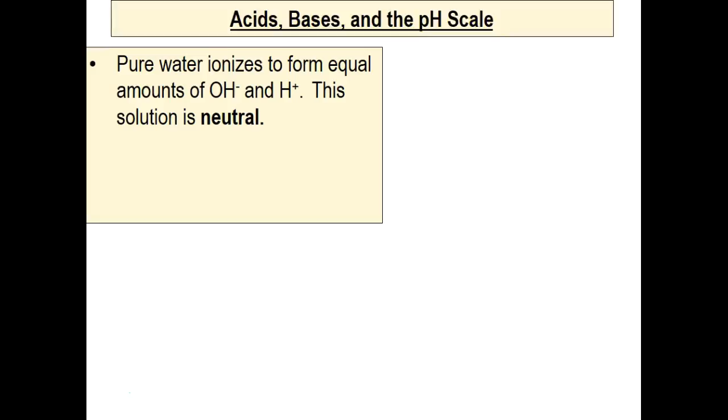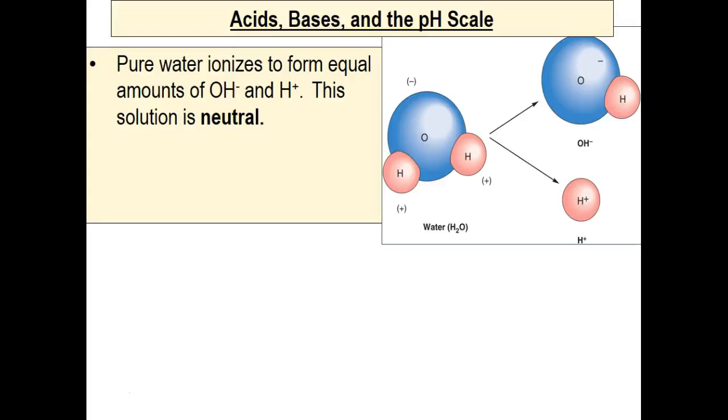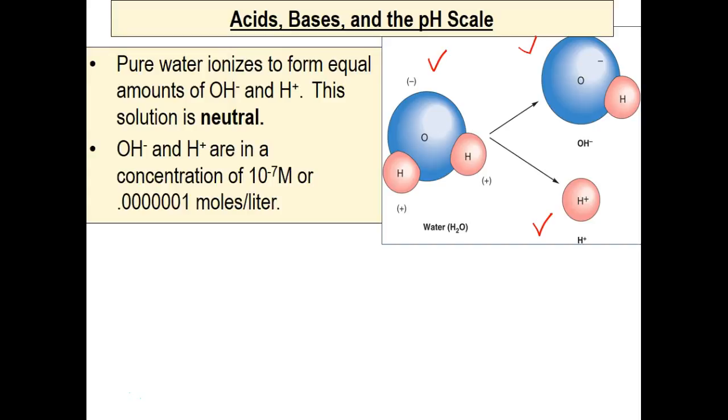Let's talk about acids, bases, and the pH scale. So here we have pure water, which is ionizing to form equal amounts of an OH group and a hydrogen. This solution is considered to be neutral. In neutral solutions, the hydroxyl and the hydrogen are in a concentration of 10 to the minus 7th molar, or 7 places behind the 0, moles per liter.